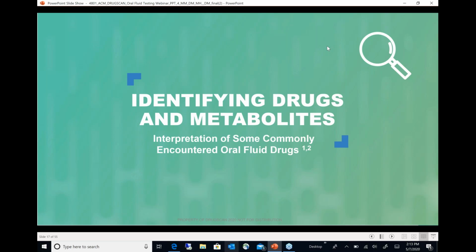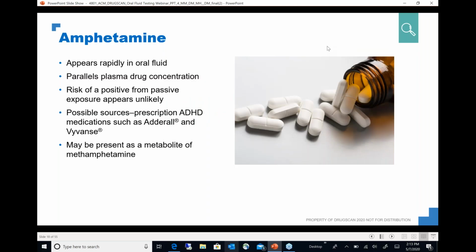Identifying drugs and metabolites. We're now going to talk about some of the drugs we routinely identify in oral fluid and how you interpret what you see as reported concentrations and parent and metabolite ratios. Amphetamine appears very rapidly in oral fluid. It typically parallels plasma drug concentration. The risk of a positive from passive exposure appears very unlikely. Possible sources are typically prescription ADHD medications such as Adderall and Vyvanse, and it's also present as a metabolite of methamphetamine.